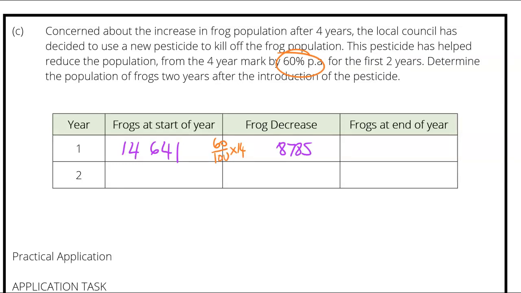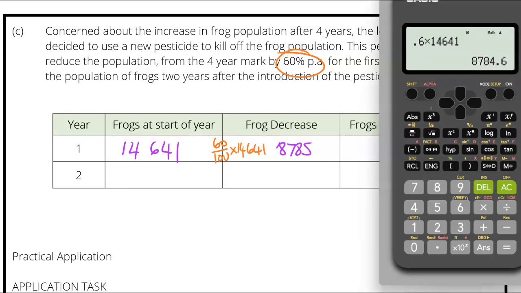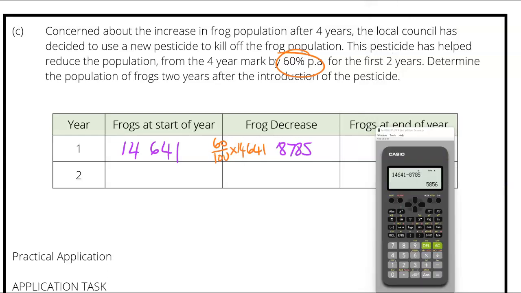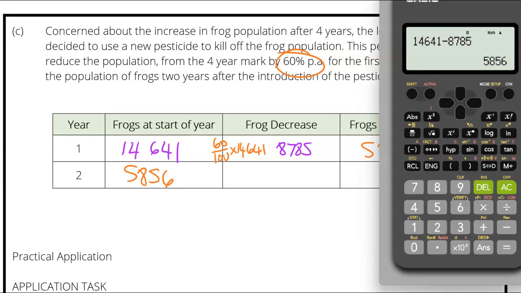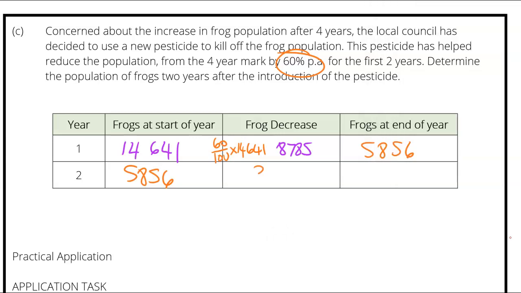We need 1 to start multiplying again, or 2. So they decrease, so then that's the decrease, 60% of the figure at the start of the year. So once we've worked that out, take away that 60% figure and we get 5856. And then using that figure, 60% again, 3514.